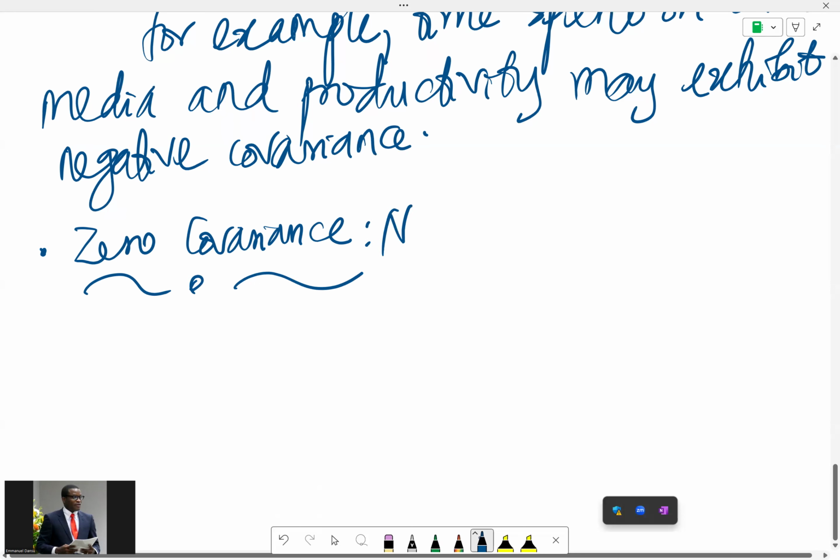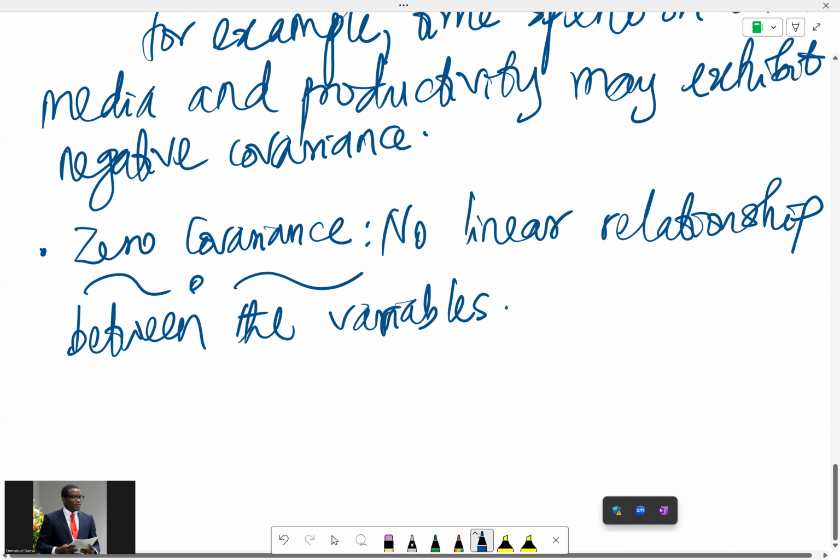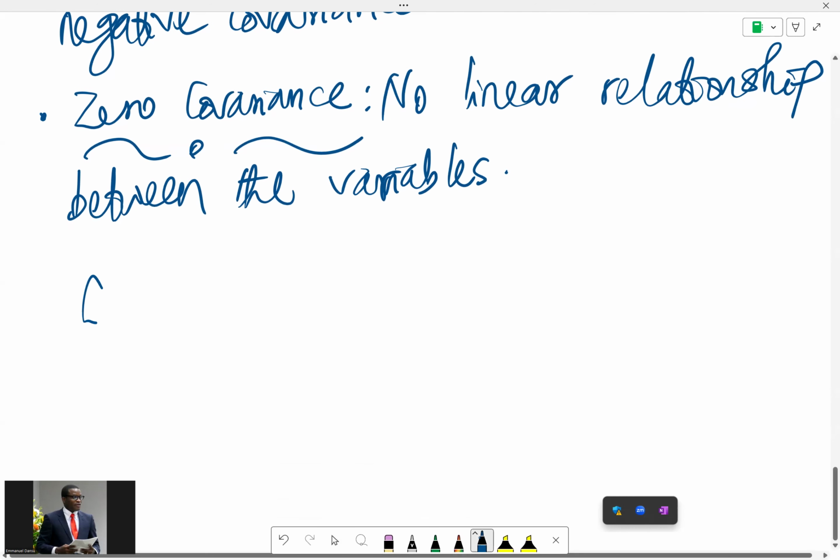Zero covariance means no linear relationship between the variables. So if you cannot say for sure what is happening between the two random variables, then you can say that they exhibit zero covariance. So let's take maybe just an example.